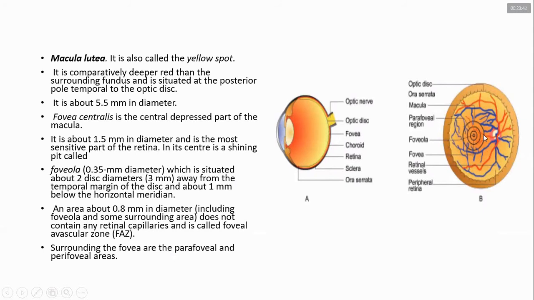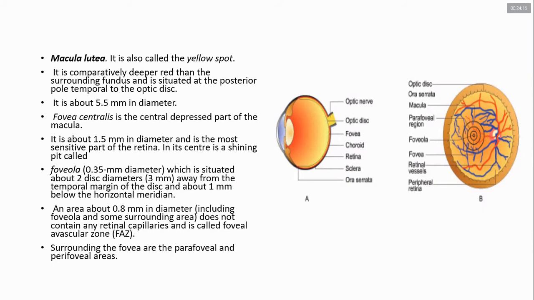It is about 1.5 millimeter in diameter, and it is the most sensitive part of the retina. In its center, there is a shining pit. At the center of the fovea centralis, you will see a shining reflex due to the reflections from the peripheral side, as there is a depression. So the reflections from this peripheral side give one reflex over here, that we call the foveal reflex.